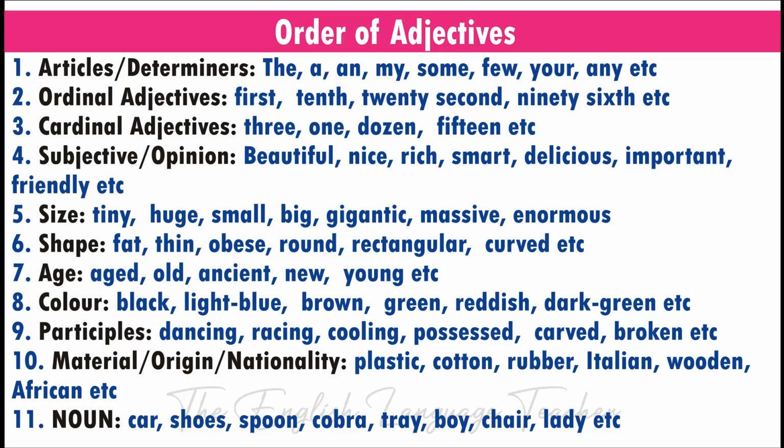Then followed by color. Colors include black, light blue, brown, green, reddish, dark green, white. All these are adjectives of color. Then followed by participles. Participles are basically verbs that are made to function as adjectives: dancing, racing, cooling, possessed, carved, broken.